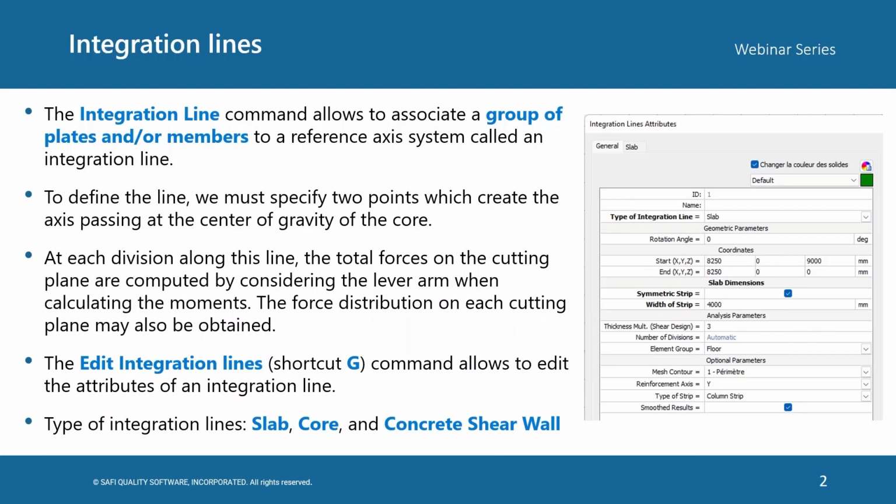At each division along this integration line, the total forces on the cutting plane are computed considering the lever arm when calculating the moments. The force distribution on each cutting plane may also be obtained. The Edit Integration Lines command can be activated using the shortcut G and allows us to edit the attributes of an integration line. There are 3 types of integration lines: slab, core, and concrete shear wall.